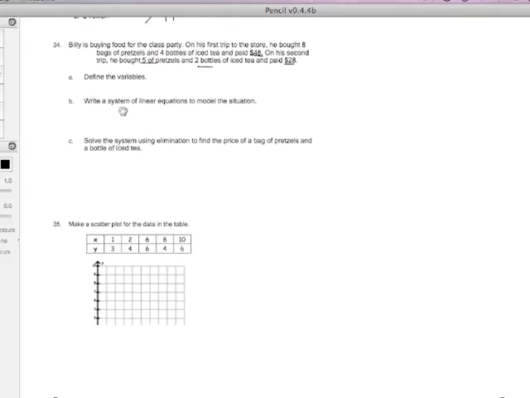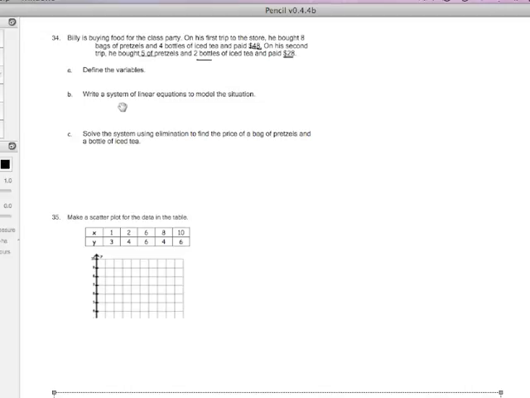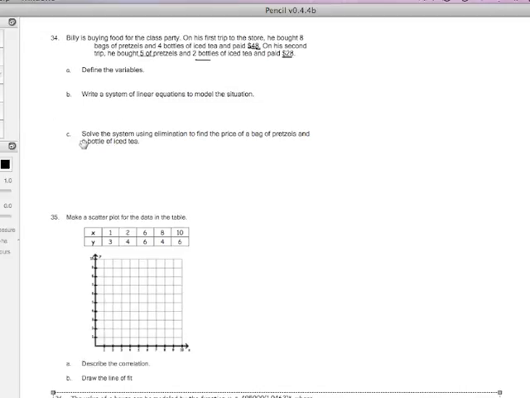Well, we could do P is for pretzels and T, but let's be original. Let's do P for pretzels and Q for iced tea. And I picked those for a reason. Write a system of linear equations to model the situation.